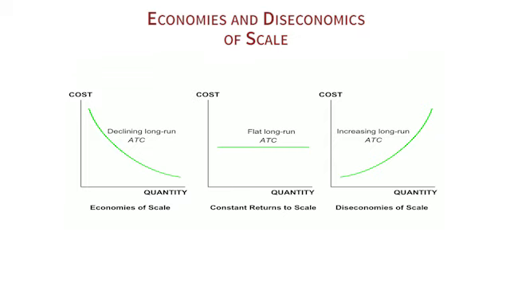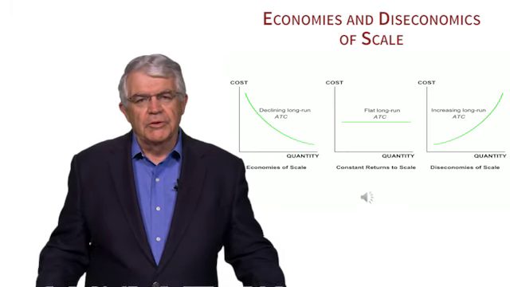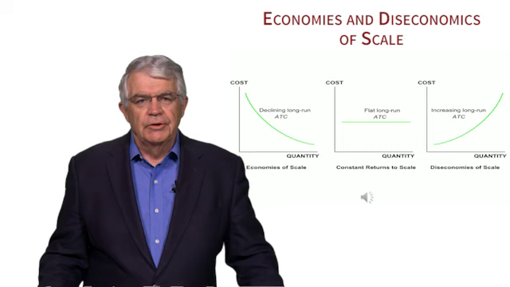And then on the far right, you can imagine the part of the curve which is increasing, that's increasing long-run average total cost, sometimes called diseconomies of scale. And the middle is kind of constant returns to scale, and that's neither economies nor diseconomies. While these curves are nice enough in illustrating the different declining or increasing long-run average total costs, you might ask, what causes this? What causes declining long-run average total costs or economies of scale? Well, economists have been writing about this for a long time.